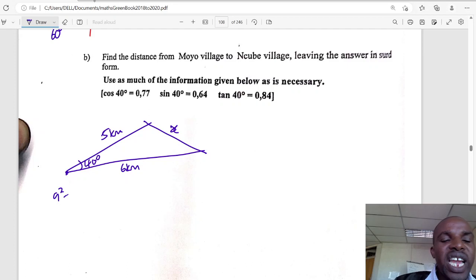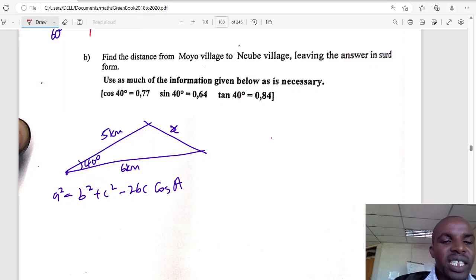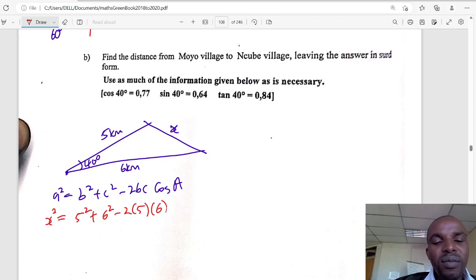By cosine rule, you say a squared is equal to b squared plus c squared minus 2bc cos A. That's cosine rule. You substitute. A is x squared. B and c are the sides which make up the angle, which are 5 and 6. They make up the angle 40 degrees. These are our b and c. So you say 5 squared plus 6 squared minus 2 times 5 times 6, then cos 40.